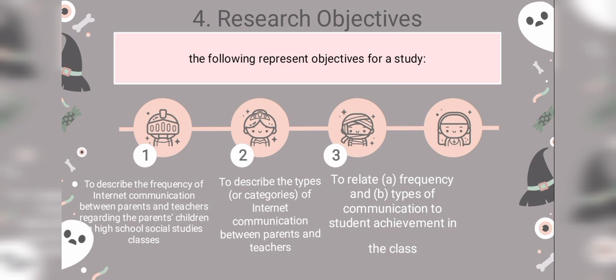A research objective is a statement of intent used in quantitative research that specifies goals that the investigator plans to achieve in a study. The following represent objectives for a study. The first one is to describe the frequency of internet communication between parents and teachers regarding the parents' children in high school social studies classes. And then to describe the types, categories of internet communication between parents and teachers. And then to relate A, frequency and B, types of communication to student achievement in the class.